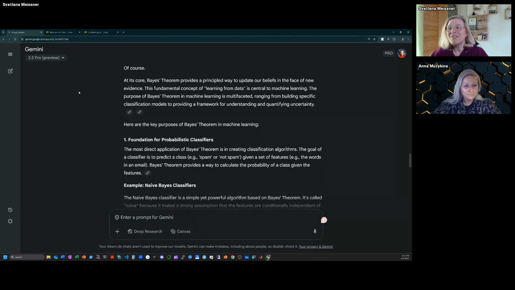Very interesting: it is about updating our beliefs in the face of new evidence. This fundamental concept of learning from data is again central for machine learning. The purpose of Bayes theorem in machine learning is multifaceted, ranging from building scientific classification models to providing a framework for understanding and quantifying uncertainty.